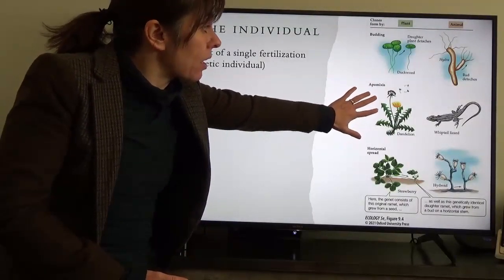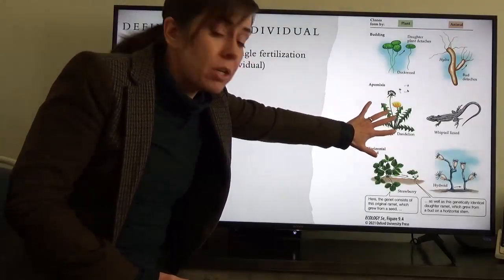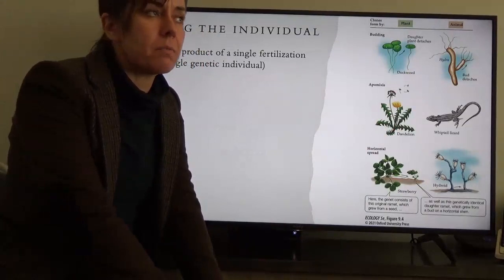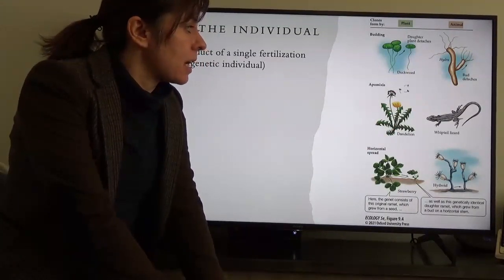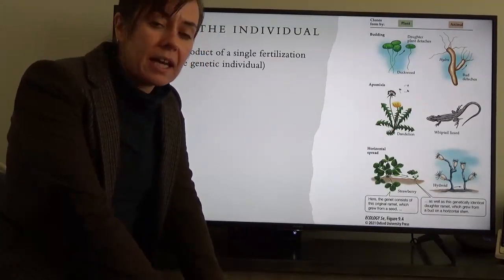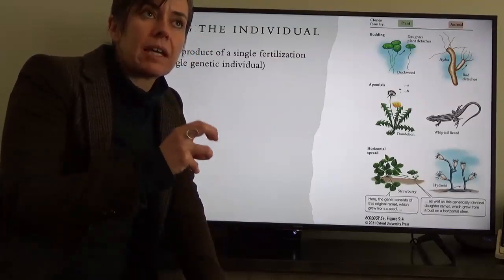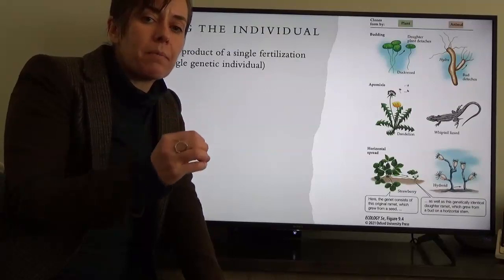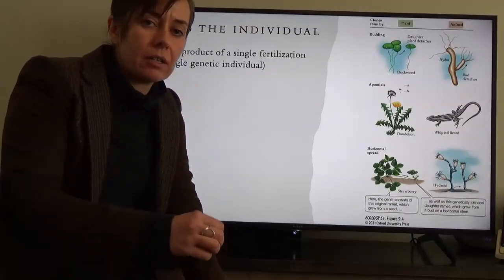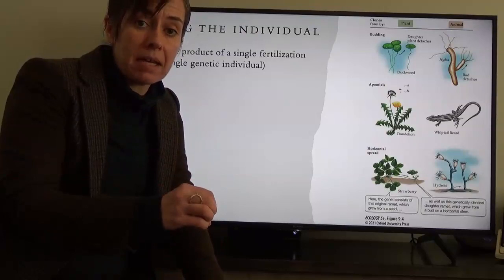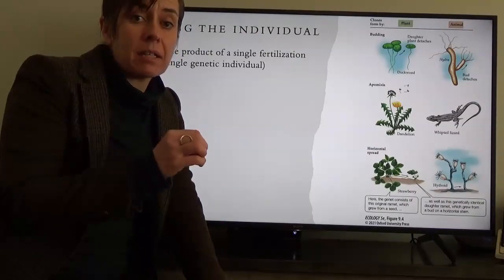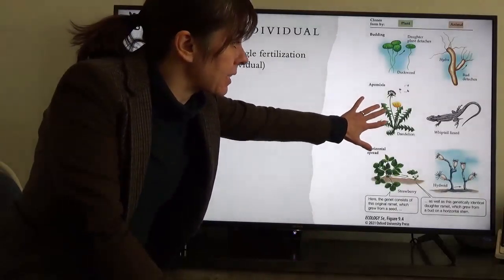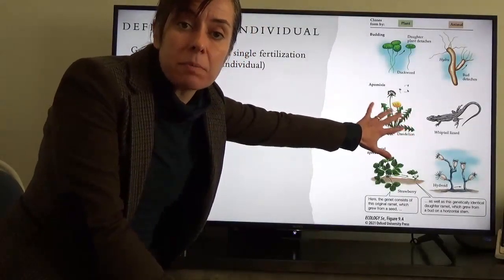Apomixis. This is where embryos can be produced without sexual reproduction, and so in many cases, what happens is that the egg actually is able to form directly into an embryo. It does not require a contribution from a male in the population. And so we see this in lots of different plants, to a lesser extent in animals, but it certainly does happen there.